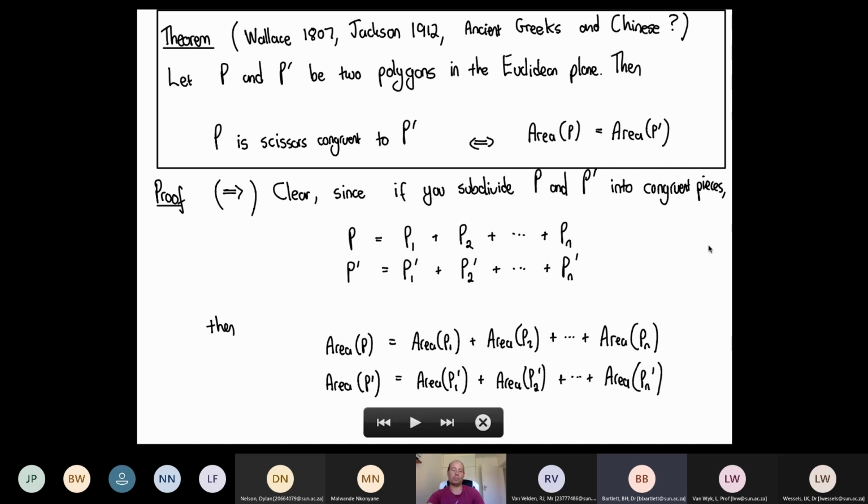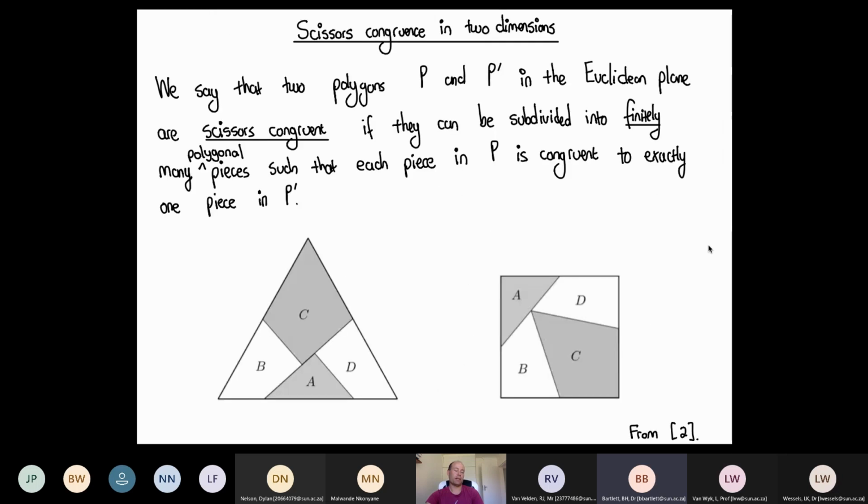Okay, that's a good warm-up. Maybe I'll just stop for a second here and see if there's anyone with a question about what scissors congruence means. Maybe I'll go back to the slide, just so that you don't fall off the bus right in the beginning.